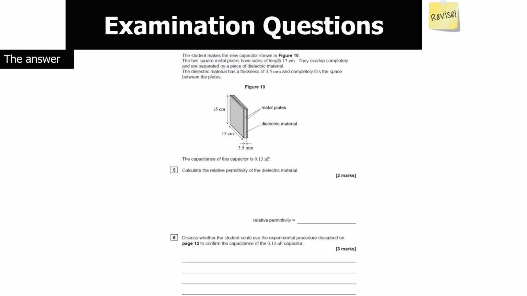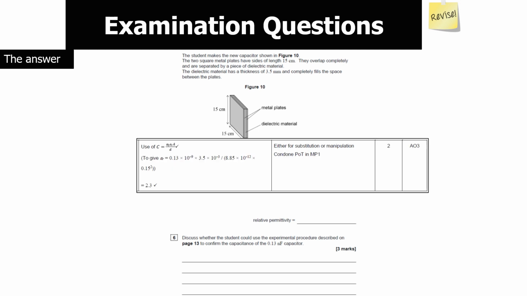Right, so in this first question, we should be aware that to work out the relative permittivity of the dielectric material, we've got to use the parallel plate capacitor equation, which is C equals ε0 εr A over d. So you can rearrange that to make εr the subject, by saying εr is equal to C times d over ε0 times A. Now ε0 is a constant given to you.